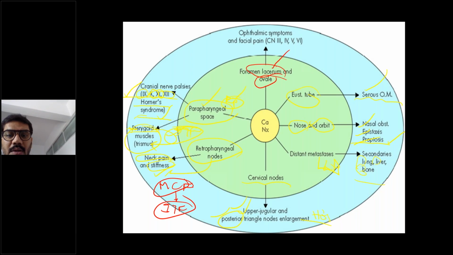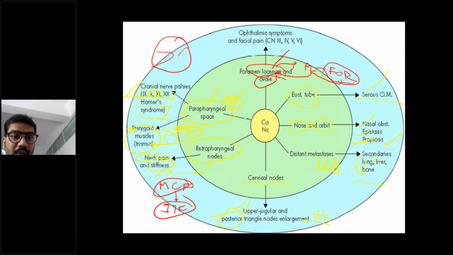Foramen lacerum has no contents. It is present posterolateral to the fossa of Rosenmuller. When you go from the fossa of Rosenmuller posterolaterally, you reach the foramen lacerum. If you look at the skull base in the middle cranial fossa itself, the lacerum will be here, ovale here, and spinosum here. From medial to lateral, it is lacerum, ovale, and spinosum.